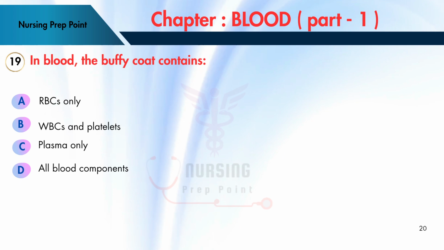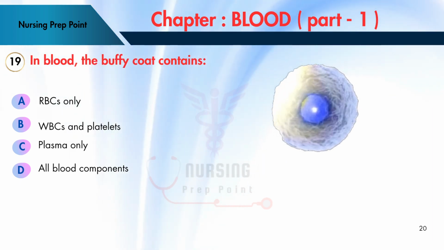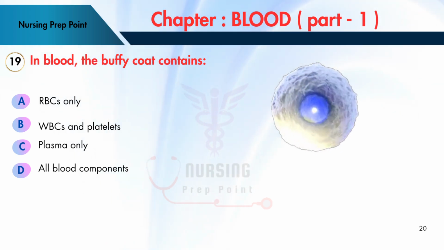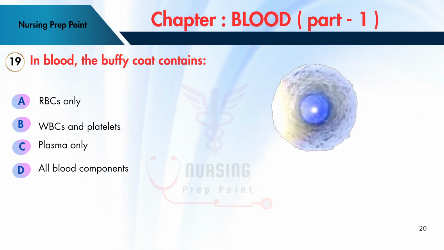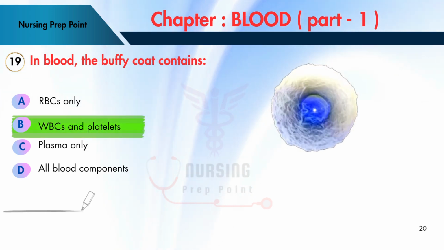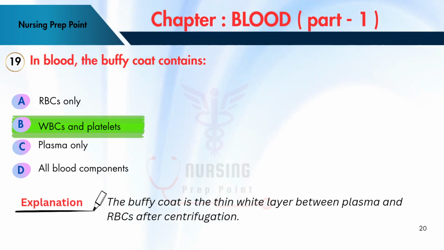In blood, the buffy coat contains option A, RBCs only. Option B, WBCs and platelets. Option C, plasma only. Or option D, all blood components. The correct answer is option B, WBCs and platelets. Explanation. The buffy coat is the thin white layer between plasma and RBCs after centrifugation.